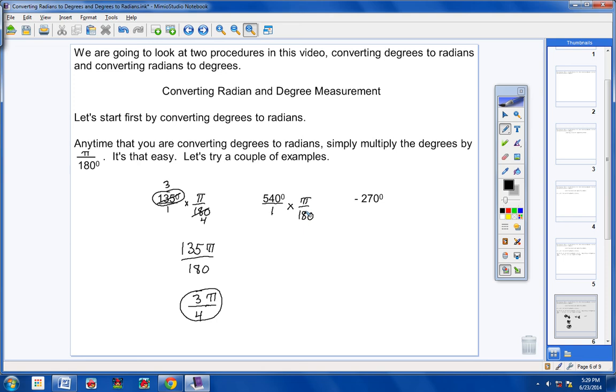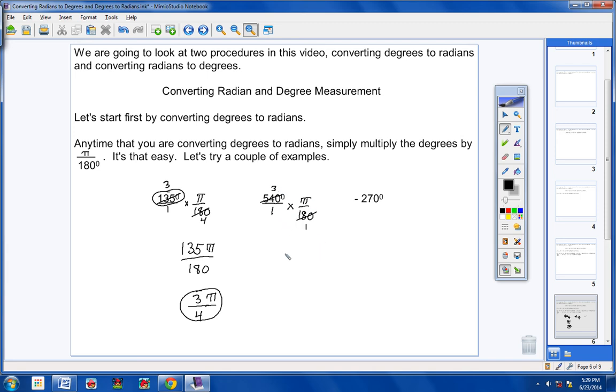Now, if you like to simplify first, that's fine. You will see that 180 does go into both of these numbers, and 180 goes into 180 once, and 180 goes into 540 three times. And that's one way to do it. 3 times pi would be 3 pi.